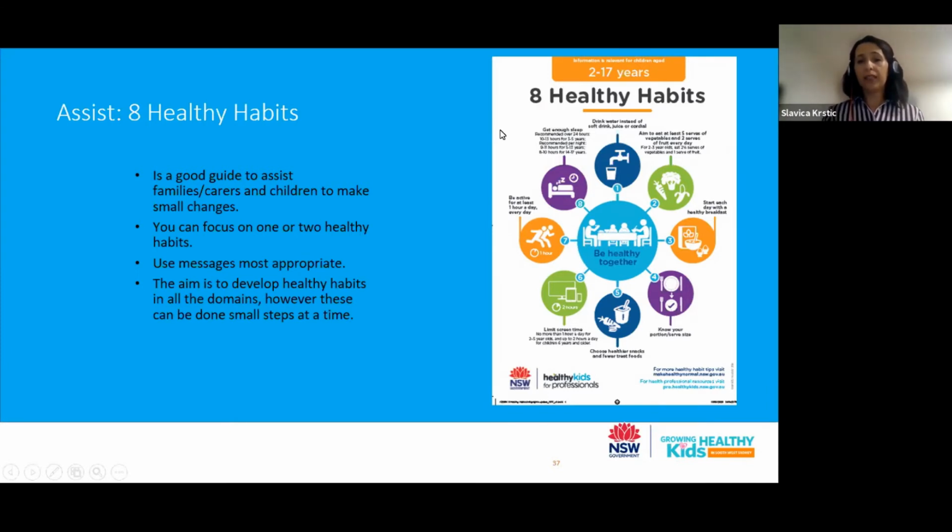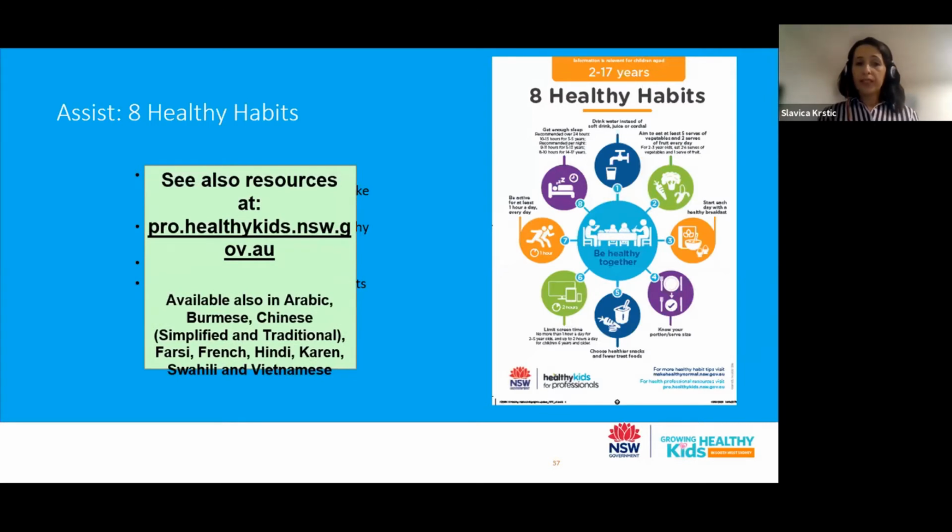And at the start, we usually like them to pick 1 or 2 strategies at a time, because some families might say, oh, my child doesn't do any of this, and might try to do all of this and fail. So what we usually encourage is to focus on 1 or 2 things at a time. And once the child achieves those things, then you move towards the next one as well. Now, all of these resources are available in different languages as well. So if you visit prohealthykidsnewsouthwales.gov.au, you'll be able to download those resources in a different language as well.